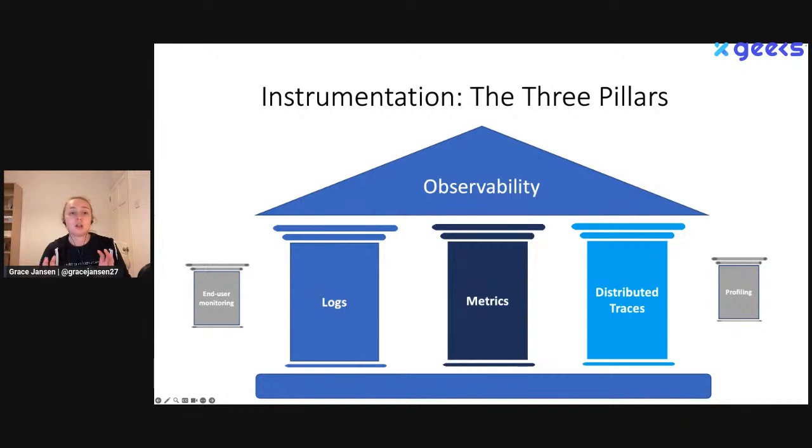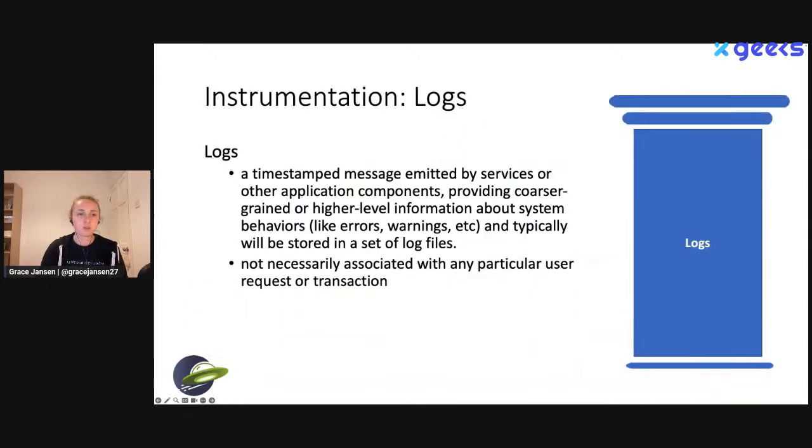At the moment, these two, end user monitoring and profiling, are not included in the standards we're going to go on to. So today, we're just going to focus on logs, metrics, and distributed traces. But it is hoped that in time, things like OpenTelemetry, which we'll go on to, will also include other types of telemetry data like these two examples.